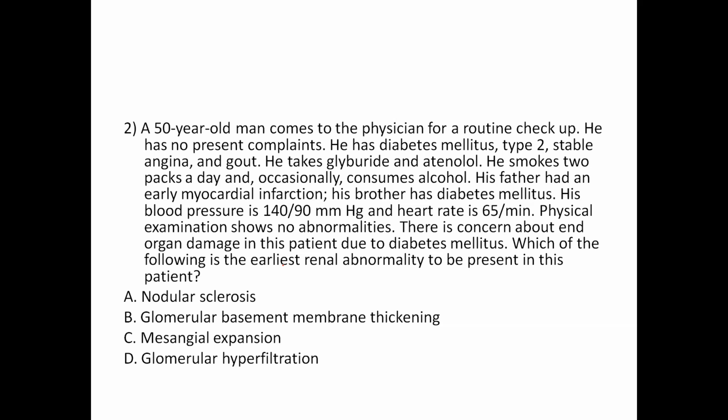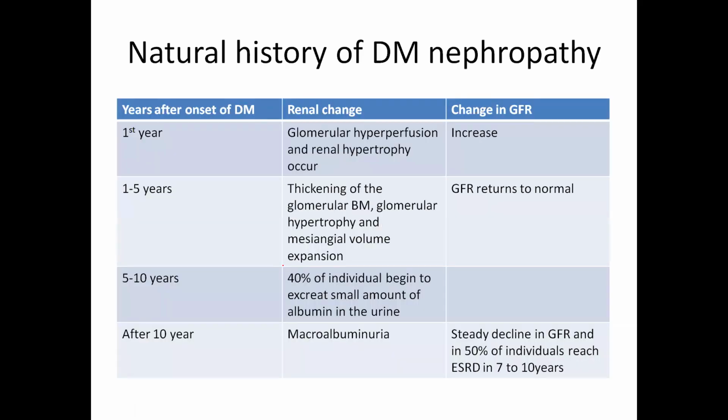In order to answer such a question, you need to know the natural history of diabetic nephropathy. So let us discuss the natural history of diabetic nephropathy. I put here the columns: the years after onset of DM, renal change, and change in GFR.